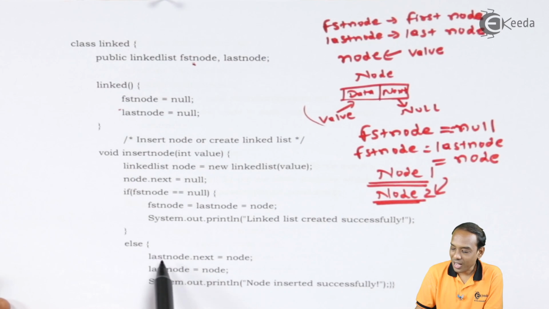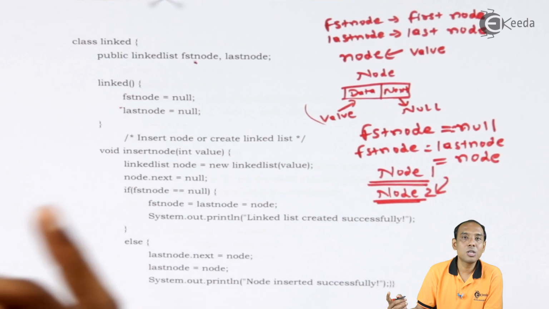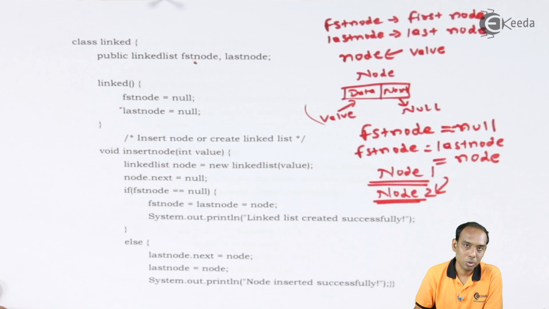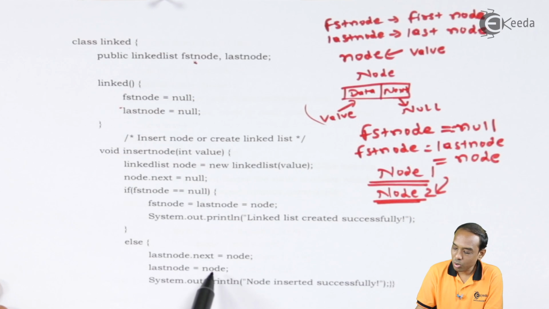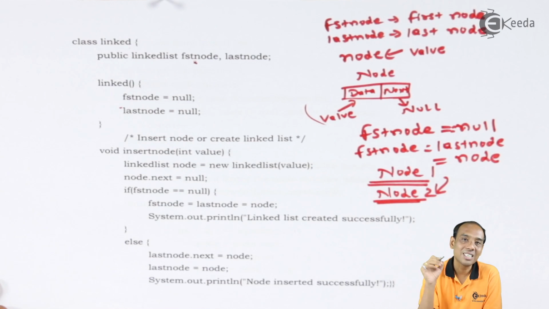Else part, last node next will obviously be pointing to the current node. So I need to transfer that value to the last node. So how do I do that? Last node equal to node. I write down the statement last node equal to node, and this is used to get the pointer value. Node equal to last node. So my last node value is now transferred to the last node. So I write down the statement System.out.println node inserted successfully.